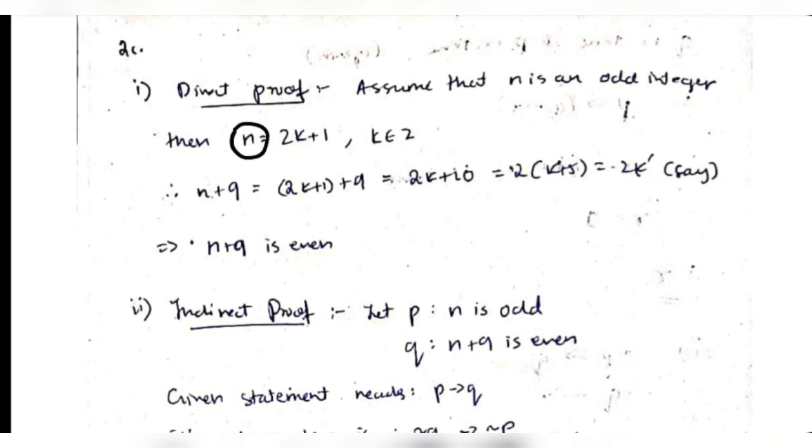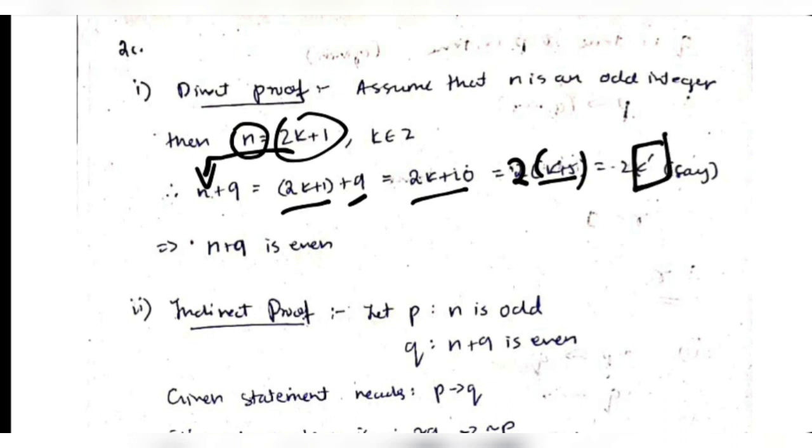So instead of n we are using the value which we got, 2k plus 1, and then we obtain 2k plus 1 plus 9, that is 2k plus 10. So when we take 2 as common, we will be remaining with k plus 5, which can be written as k dash. Okay, so 2k dash is an even integer, so therefore n plus 9 is an even integer. Okay, that's the direct proof.